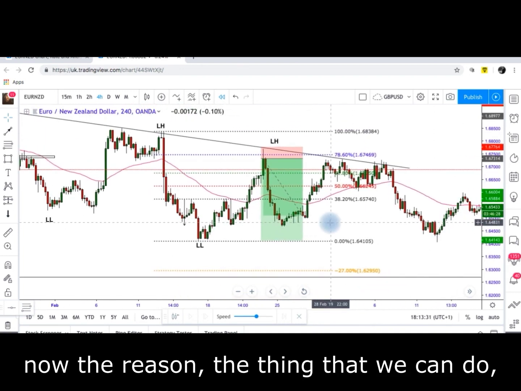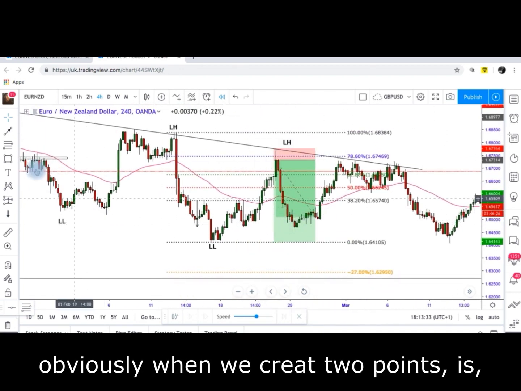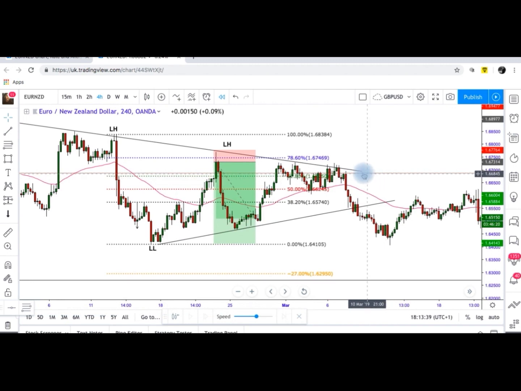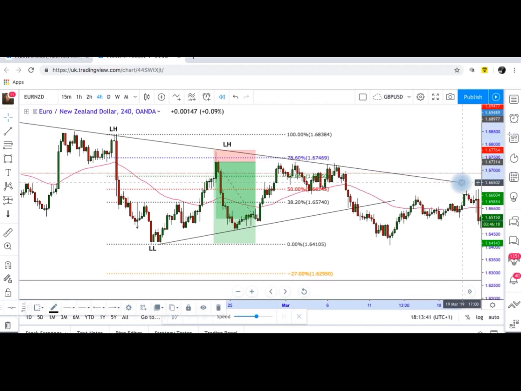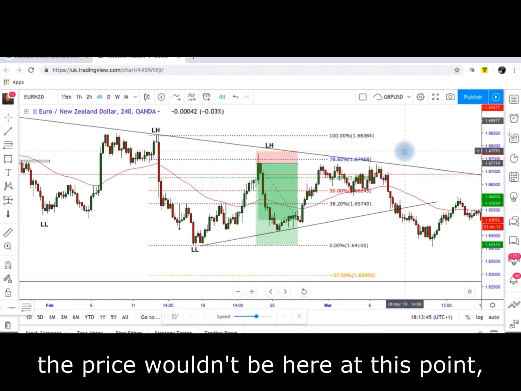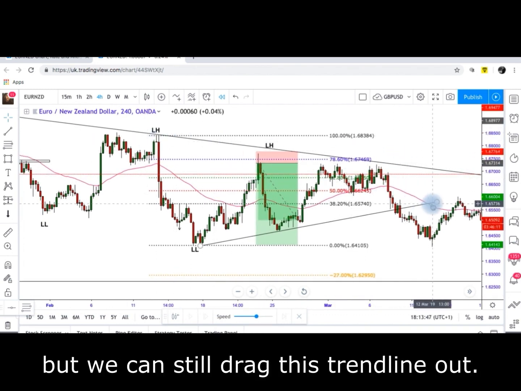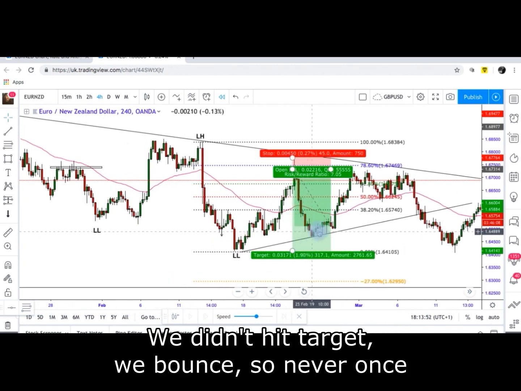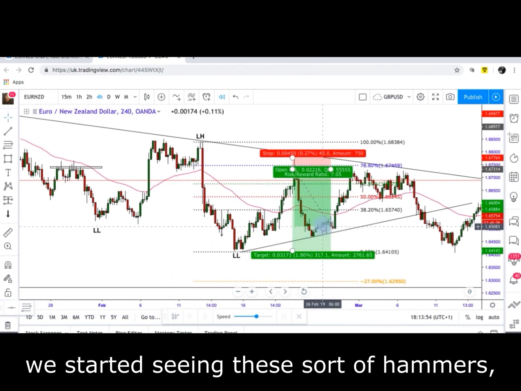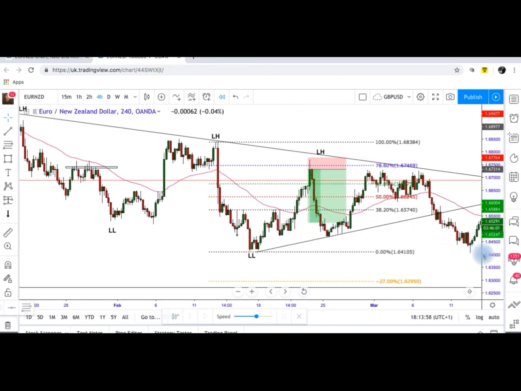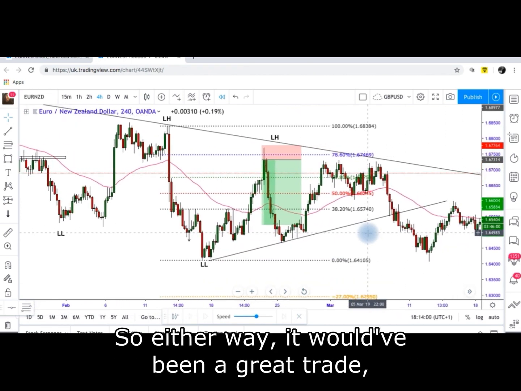Now the thing that we can do, obviously when we create 2 points, is the first thing that we do is we attach a trend line, okay, like this. So drag this out. Obviously I appreciate price wouldn't have been here at this point, but we can still drag this trend line out. So therefore we would have attached a thing like this. So we didn't hit target, we bounced. So therefore once we started seeing these sort of hammers, that would have been our sign to actually get out of this trade. So either way, it would have been a great trade.